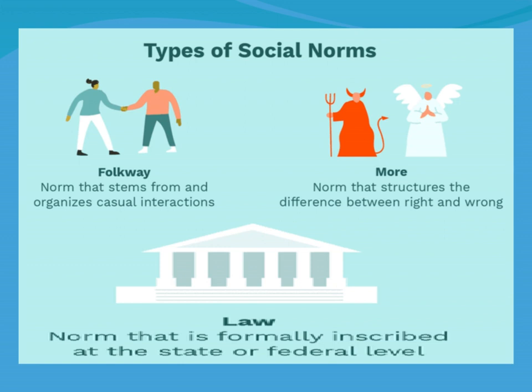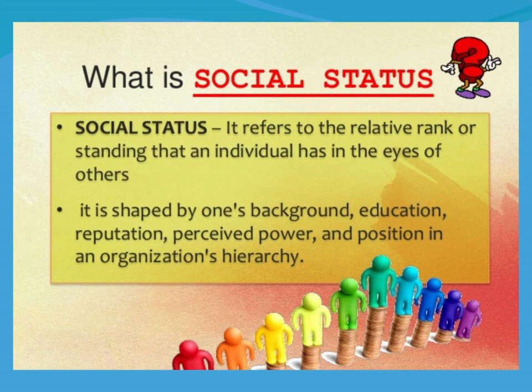We have the folkway, mores, and law. When we say folkway, it is the norm that stems from and organizes casual interactions, while mores are the norms that structure the difference between right and wrong, while law is the norm that is formally inscribed at the state or federal level. Now let's talk about social status.